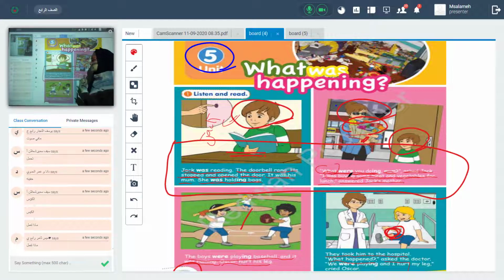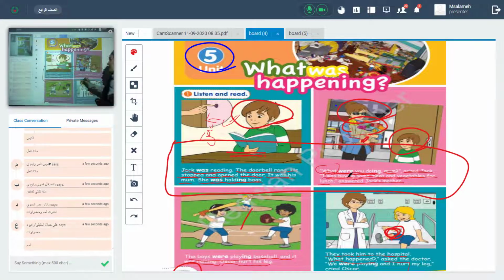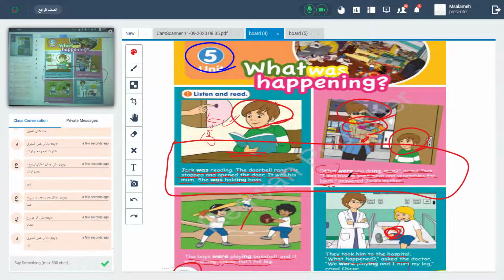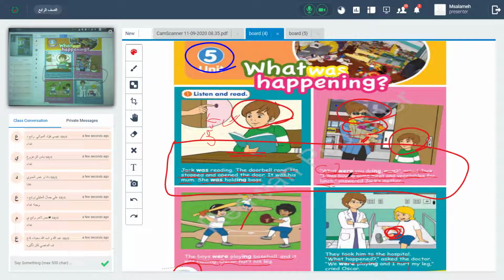For lunch. What's the meaning of lunch? Lunch. What's the meaning of lunch? Bravo عليكم. Excellent. Answer: Jack's mother. Okay, picture number three.